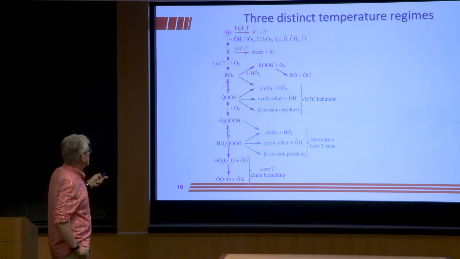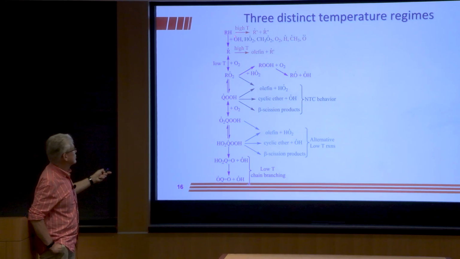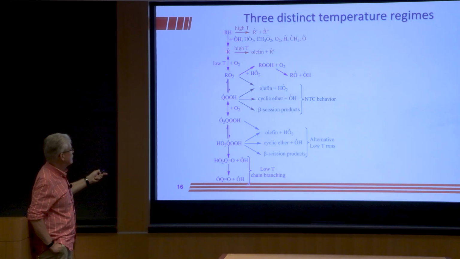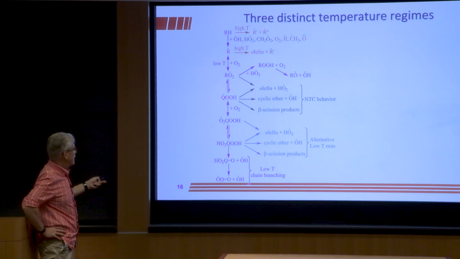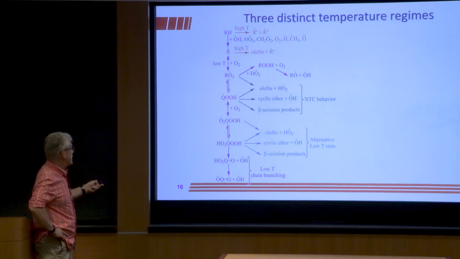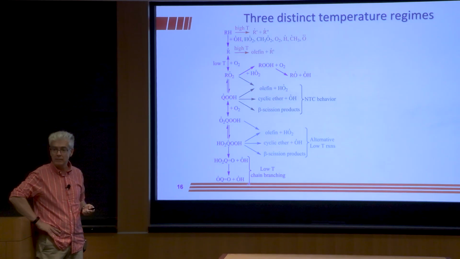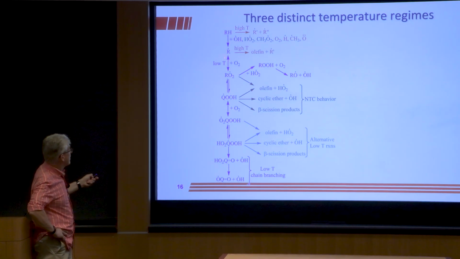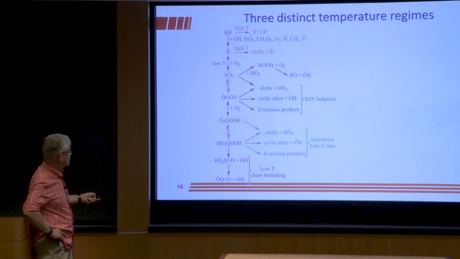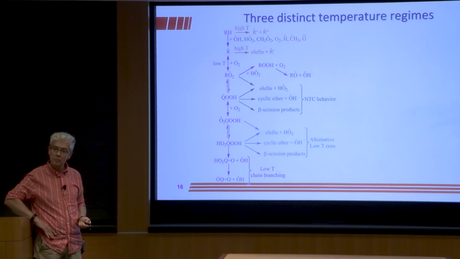But anyway, at low temperature, the fuel undergoes H atom abstraction by OH. We get an alkyl radical that adds to molecular oxygen. We get an alkyl peroxy radical. It can isomerize to a hydroperoxy alkyl radical, which adds to O2 again, and then it can give this radical species, which decomposes very quickly to a carbonyl hydroperoxide and an OH radical. So all the way along from here to here, we have propagation.